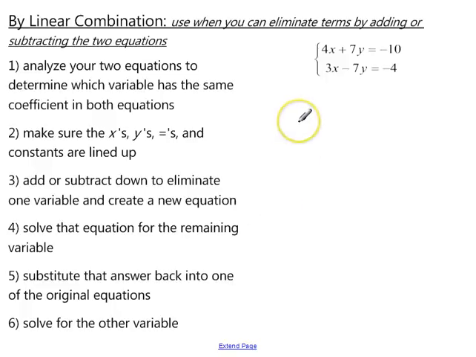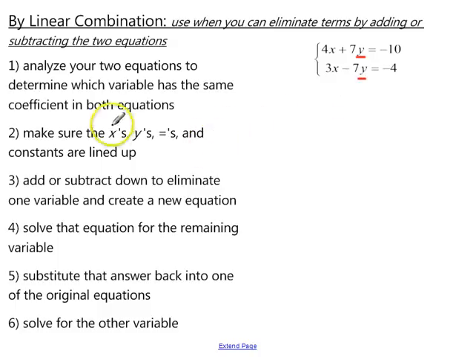We use linear combination when you can eliminate terms by adding or subtracting the two equations. So first, analyze your two equations to determine which variable has the same coefficient in both equations. The x's have 4 and 3. Those are not the same. The y's have 7 and 7, so we want to eliminate the y's.